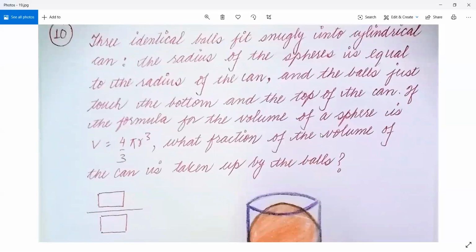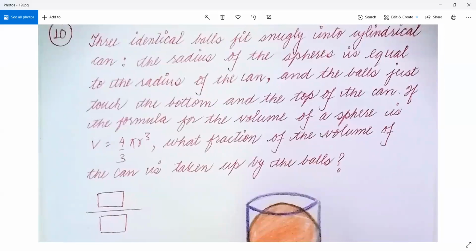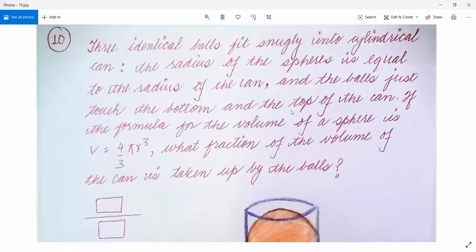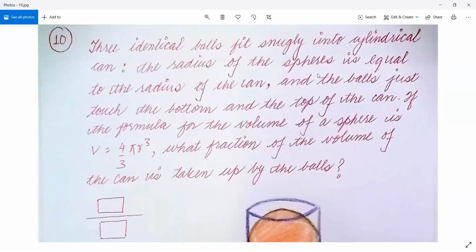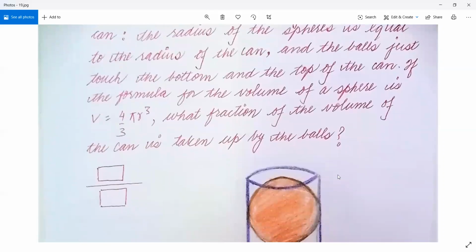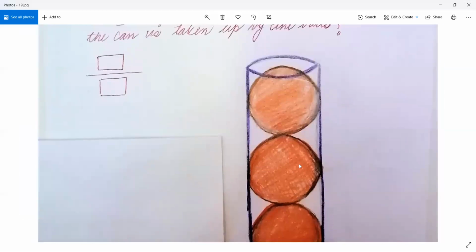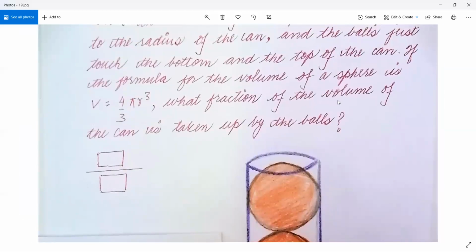So here's the last question for today. That is, three identical balls fit snugly, tightly, into a cylindrical can. The radius of the sphere is equal to the radius of the can, right? The radius of the ball and the radius of the can are equal. And the balls just touch the bottom and the top of the can. This figure may not be up to scale. I just tried my best to make you understand. So what fraction of the volume of the can is taken up by the balls?